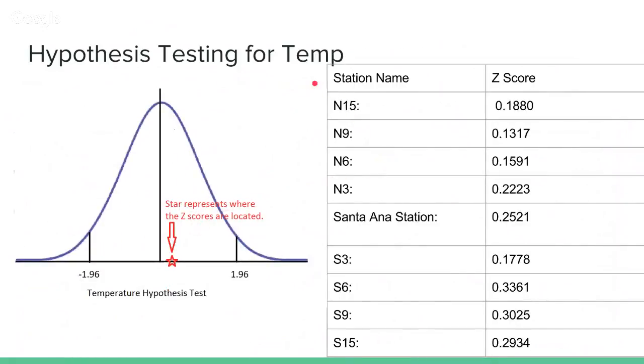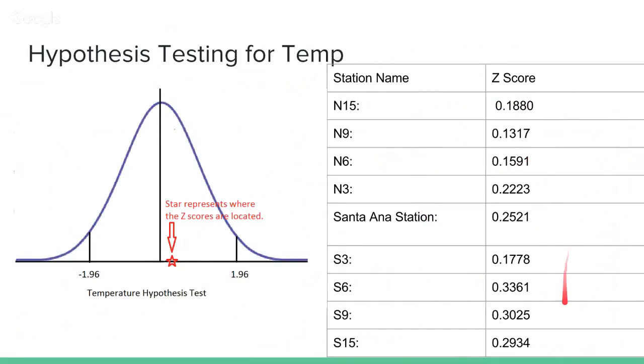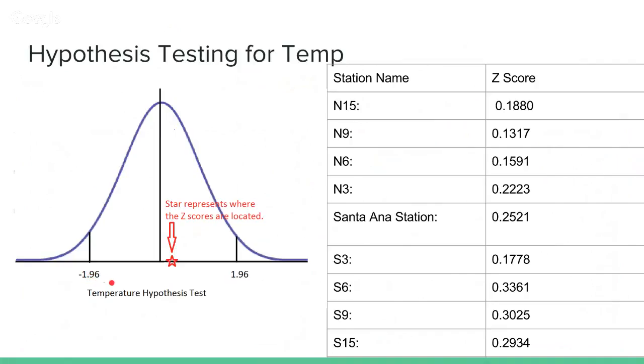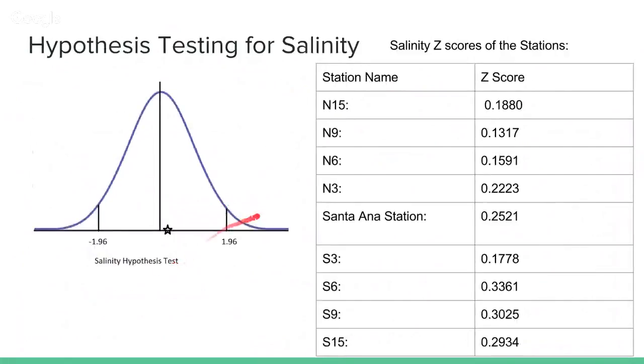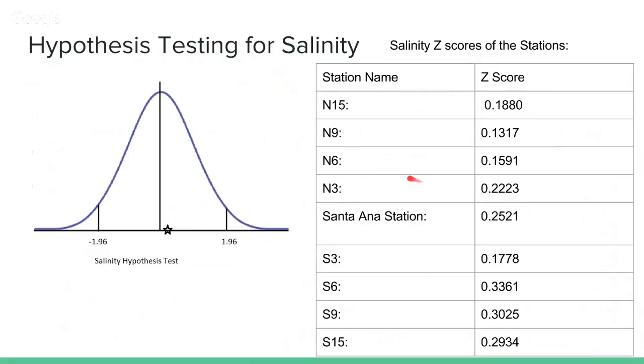Okay, so this is the hypothesis testing for temperature. Right here are the z-scores for it, and here are the stations. As you can see, all of the z-scores are within the tolerance. So we're going to reject the alternative hypothesis for temperature. And now this is testing for salinity, and you can see all the z-scores are also within the tolerance for all stations. So basically, this means that they're all from the same population. And I'll further elaborate on that on the next slide.